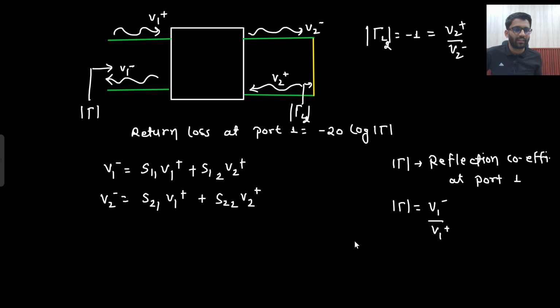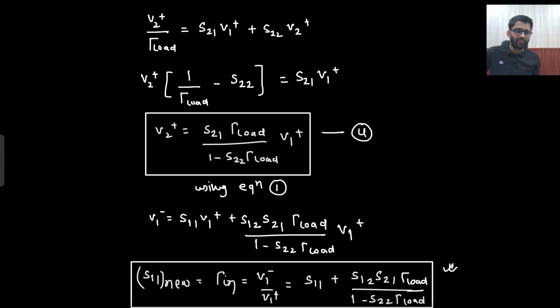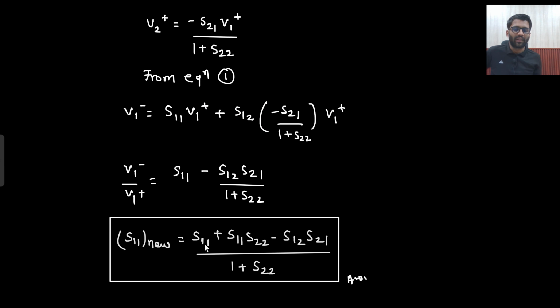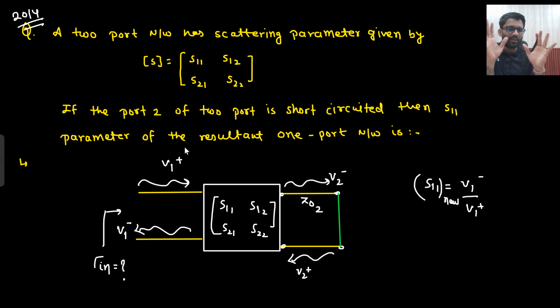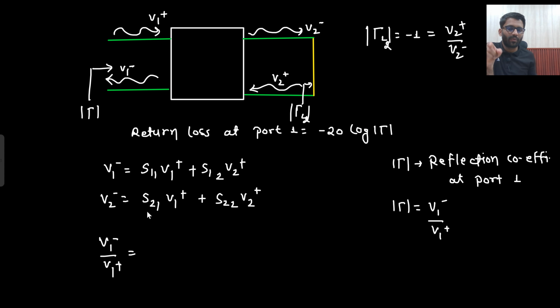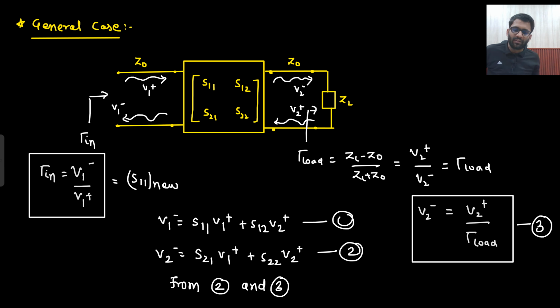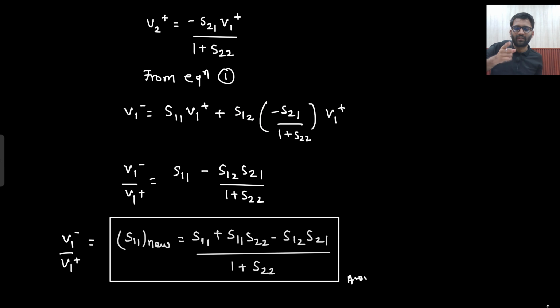Have we seen this kind of condition? Yes, we have solved this kind of condition. What is the value of V1 minus upon V1 plus? We have solved it, right? This is S11 new, equal to V1 minus upon V1 plus. The same circuit is there, the load is shorted. Same thing we are doing. Are you getting this point? In this problem as well, I need to find this ratio. I would put V2 minus equal to minus V2 plus, do the manipulation, put V2 plus here, and then get the value of V1 minus divided by V1 plus. What that would be equal to, I need to check. S11 S22 minus S12 S21.